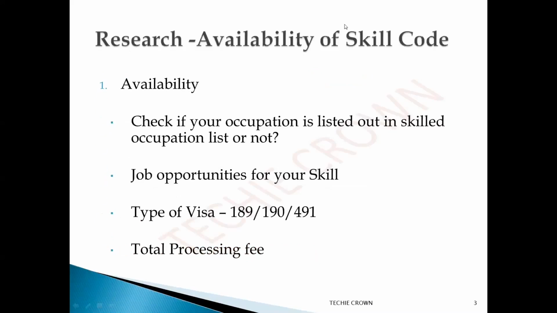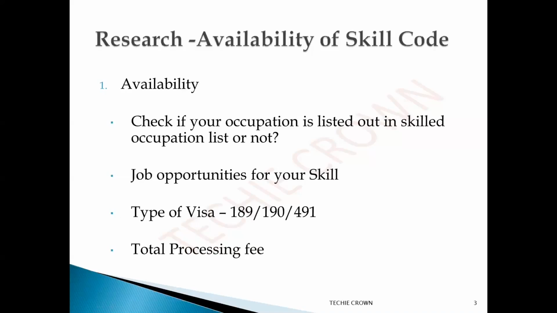The first step of the PR processing would be the research. So you should spend enough time to do the research about all the steps which we are going to discuss here. The first step of the research process would be the availability of skill code. So once you plan to initiate the PR, you should check under what skill code you fall, and then you need to check whether your skill is listed in the occupation list or not.